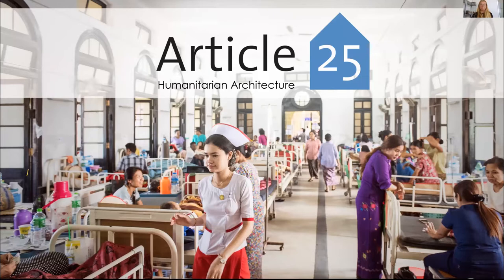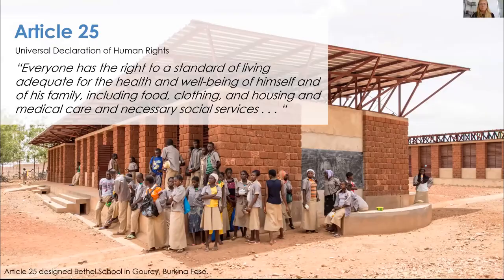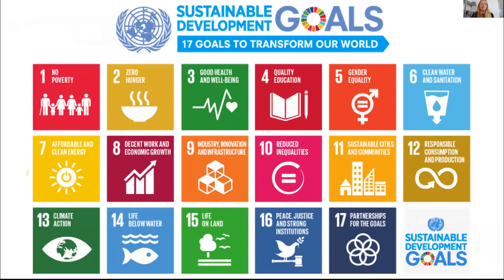So we'll start with a bit more of Article 25. Article 25 is named after the statement in the United Nations Declaration of Human Rights that states that everyone has the right to adequate and dignified shelter. We envision a world where all communities have access to better housing, safe school buildings, and effective clinics and hospitals. Good buildings and infrastructure are essential for accessing human rights and meeting the UN Sustainable Development Goals. As humanitarian architects, we are driven by the belief that empowering people through design is key in achieving these SDGs.